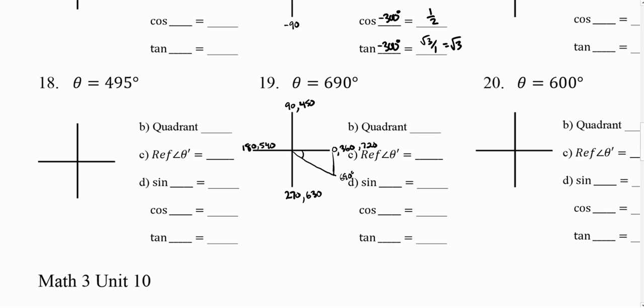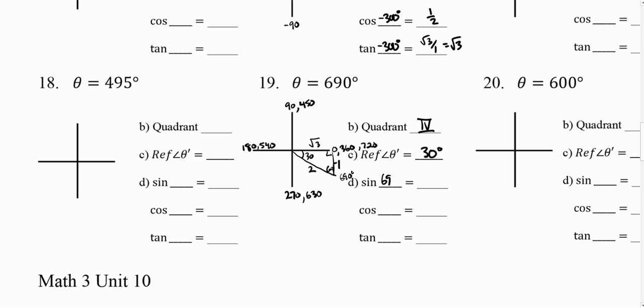And that's the difference between 690 and 720, which is 30 degrees. So we get a 30, 60, 90. Opposite is going to be 1, but we're going to make it negative 1 because it's below the x-axis. Root 3 and 2. And so we're in quadrant 4. Reference angle is 30 degrees.